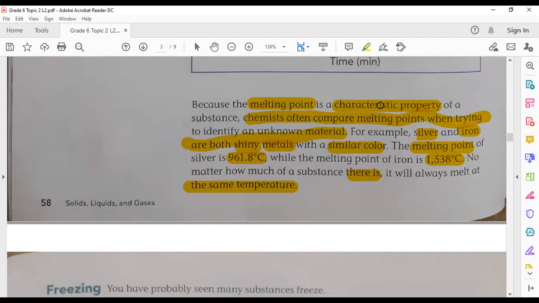Boiling point is a characteristic property. Freezing point is a characteristic property. Density is a characteristic property. All of these are always the same. If you have an ice cube, or an ice cube as small as your eraser, they will melt at the same point, 0 degrees Celsius, because it's a characteristic property. Understood?